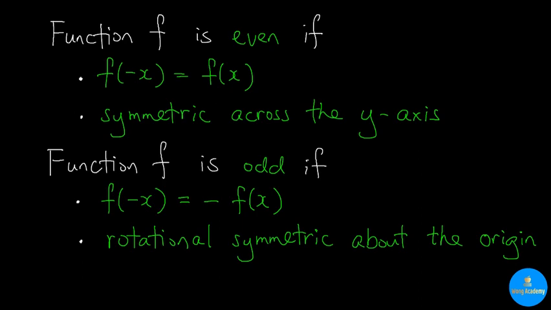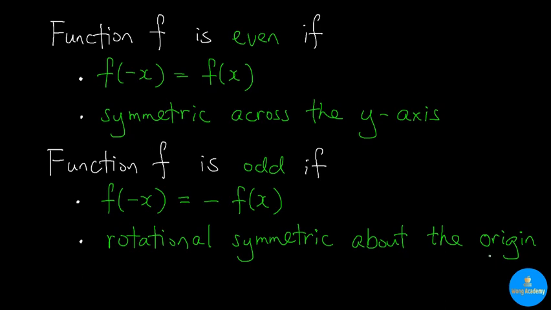Here is a quick summary of what we just learned about even and odd functions. For even functions, the value f of negative x is always equal to the value f of x, and the graph is symmetric across the y-axis. While for odd functions, f of negative x is always equal to negative of f of x, and the graph is rotationally symmetric about the origin, just like an electric fan.